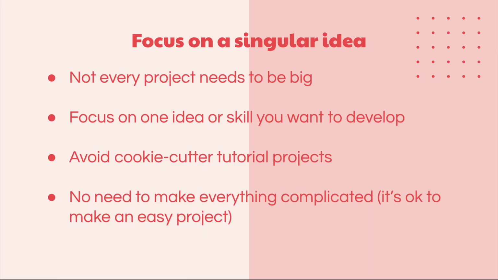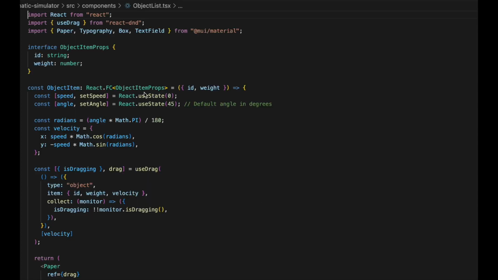So my biggest piece of advice is focus on a singular idea. Not every project needs to be big. Focus on only one idea or skill that you want to develop. For this project, I wanted to use the Matter.js library. From there, I want to make more complicated projects and avoid cookie-cutter tutorial projects. And there's no need to make everything complicated. It's okay to have an easy project. This project literally only has 4 or 5 components in the whole thing. There's not a lot of code, but I wanted to get comfortable and start using Matter.js so I can make more complicated projects in the future.